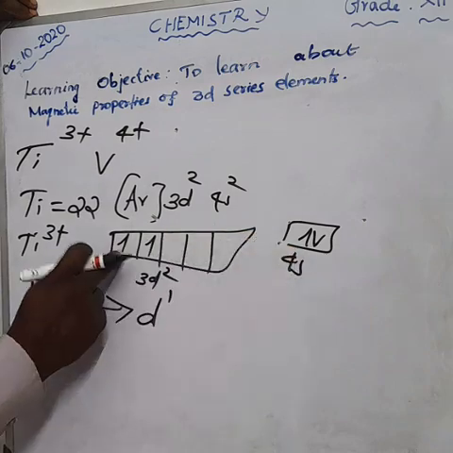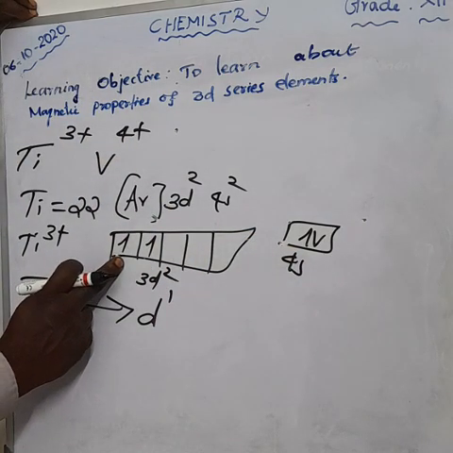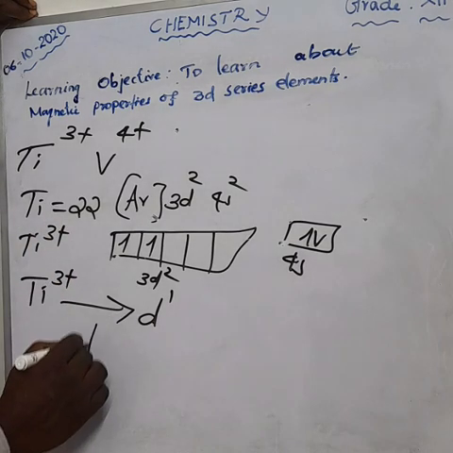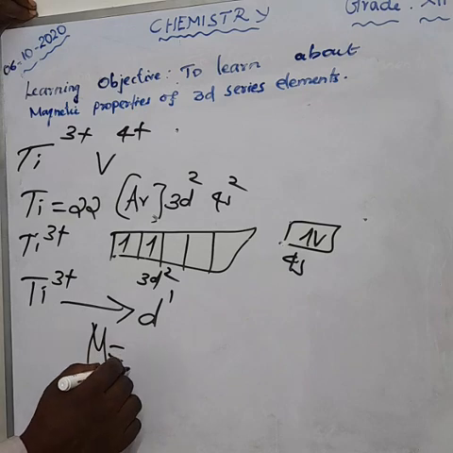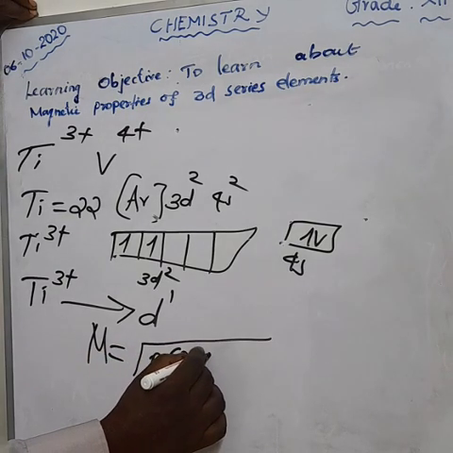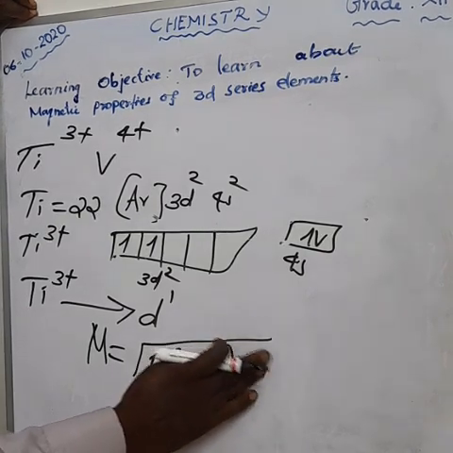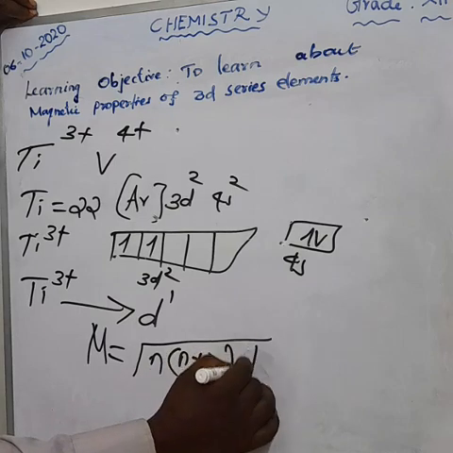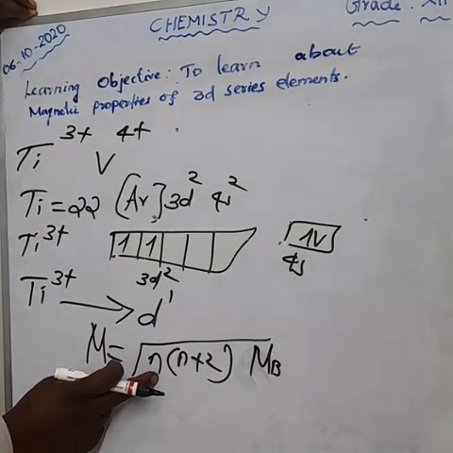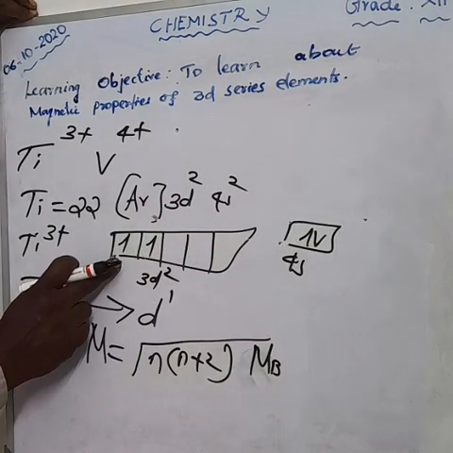Because out of the 3 electrons lost, remaining we have only 1. What is the configuration? We should get the formula correct. Mu is equal to, what's the formula for mu? Mu is equal to root of n into n plus 2, in Bohr magneton, that is mu B. Here the number of unpaired electrons is 1. Am I right? Already 3 electrons lost, remaining having only 1.